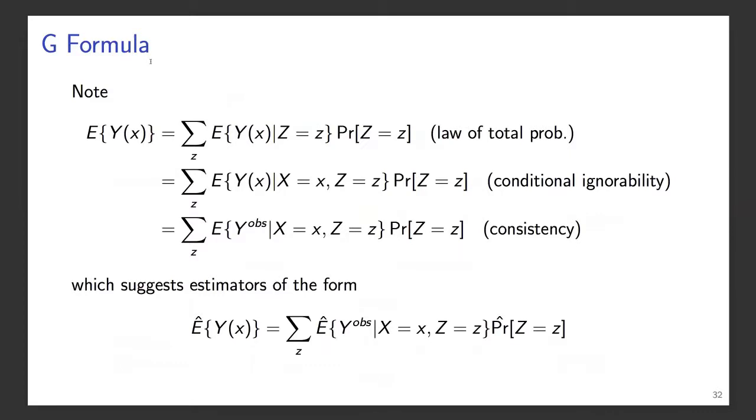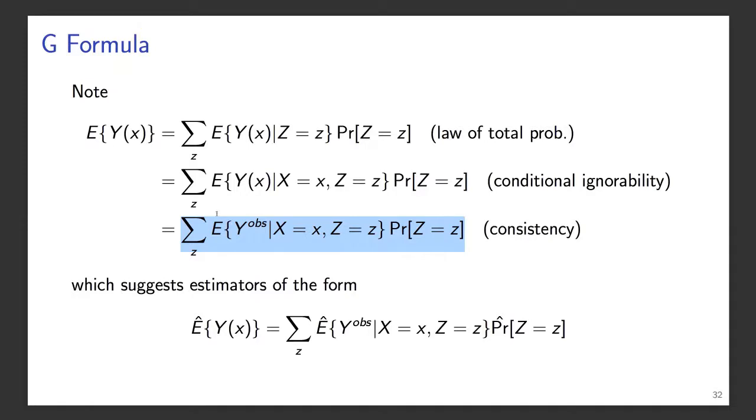This leads us to what's called the G formula, which is a common approach used in causal inference. It derives from the expressions given here on slide 32. Basically, through very simple arguments, I can write the counterfactual mean, by the law of total probability and conditional ignorability, by this expression. The expression highlighted on your screen is all in terms of observable random variables, Y obs, X, and Z. From a statistician's perspective, that means these quantities are identifiable.